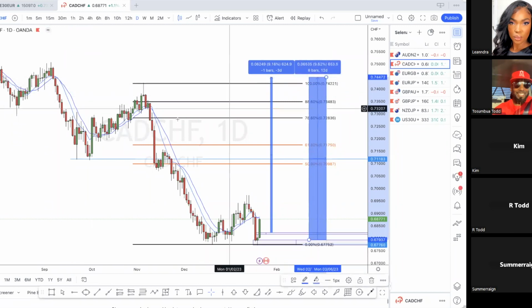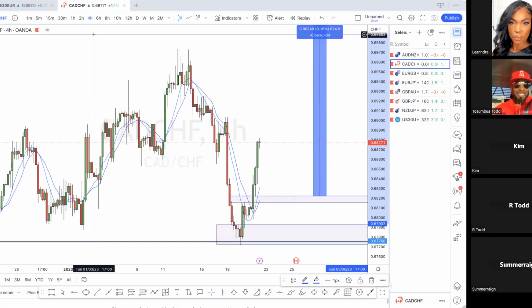Sorry, Kim, what are those areas that you've got marked up? Did you fib that candle? Sorry, I might have missed it. I'm sorry, can you repeat that? I can barely hear you. What are those areas you have marked up? Did you fib that area? The purple boxes. It's an imbalance and an order block on the lower time frame. I think it was the 4 hour. Yeah, 4 hour. Okay, got you. Thank you. You're welcome.